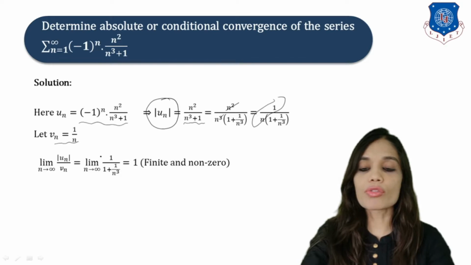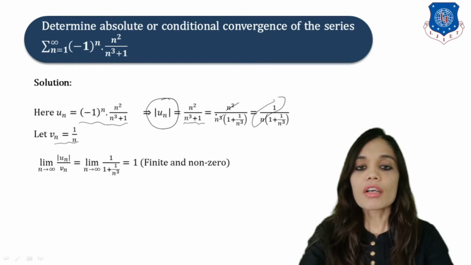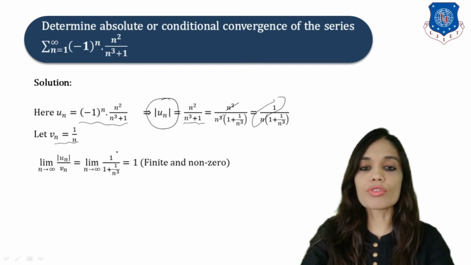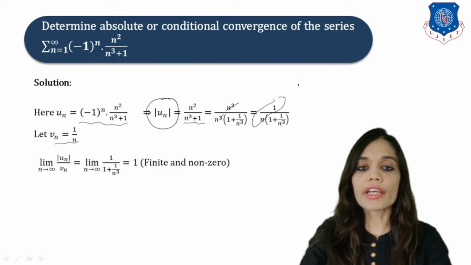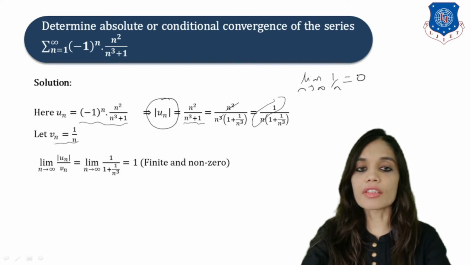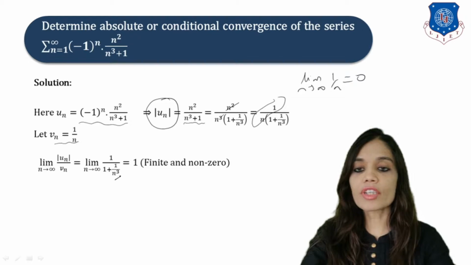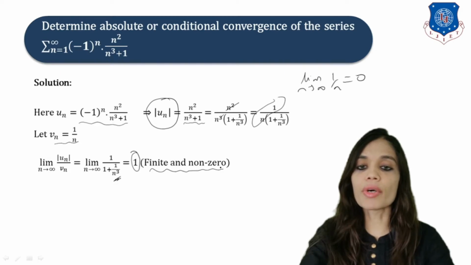So it will be equal to limit n tends to infinity, 1 upon n will get cancelled out. So what will remain? 1 upon (1 + 1/n³). Now we know limit n tends to infinity, 1 upon n is equal to 0. So this term will go to 0. So what will remain? 1, right? Which is a finite and non-zero number.